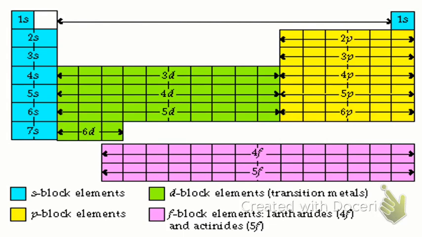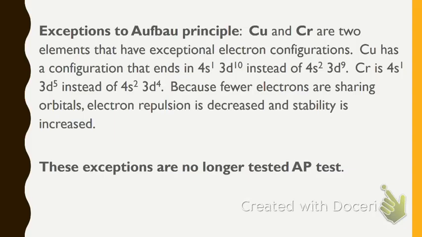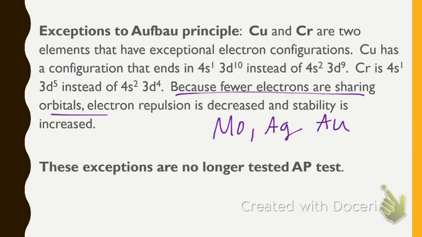Okay? So exceptions to the Aufbau principle. In pre-AP, we learned copper and chromium. We also did molybdenum, silver, and gold. And the good news is you are not responsible for those any longer on the AP exam. However, you do need to be able to answer if they ask you a question about, like, it's this instead of that, why? And you would want to say this: because fewer electrons are sharing orbitals, electron repulsion is decreased and stability is increased. So that's what you would want to say there.